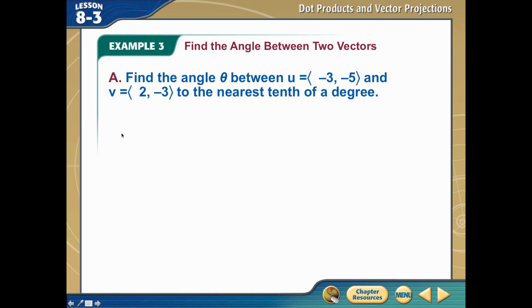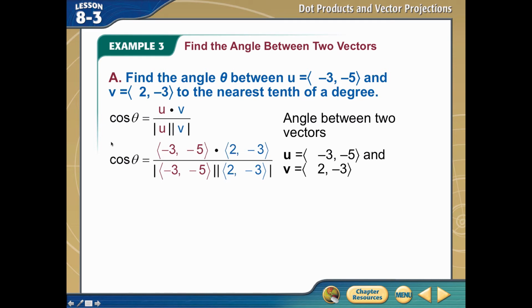Okay, so finding the angle between these two vectors u and v. U dot v over magnitude of u, magnitude of v. I recommend you write this down, and then you fill in your vectors, and then you do the dot product. Negative 3 times 2, negative 6. Negative 5 times negative 3, 15. Magnitude of this vector, it's the square root of negative 3 squared plus negative 5 squared, 34. 2 squared plus negative 3 squared, 13.